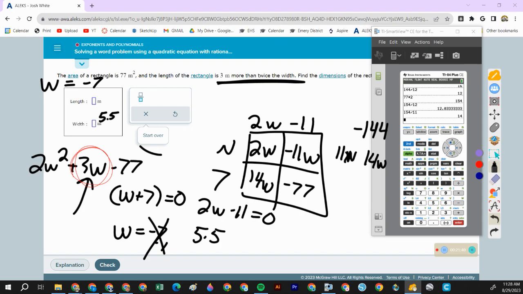So how do we find the length? You could times it by 2 and add 3. How else could you find it? You could use this. How would you use 77 to find the length? Divide it by 5.5. So 5.5 times 2 is 11, plus 3 is 14. So that would be the answer.